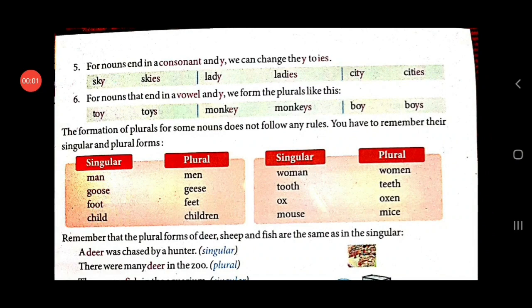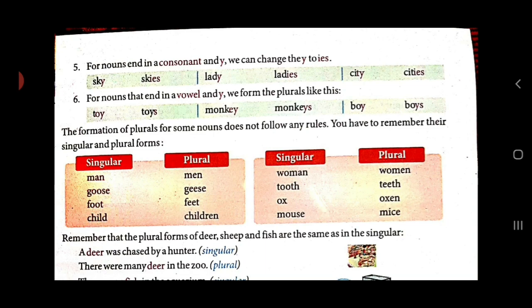Now on page number 23, fifth point, nouns which end with a consonant. You all know what are vowels and what are consonants. Vowels: A, E, I, O, U. Okay. And the rest are the consonants.